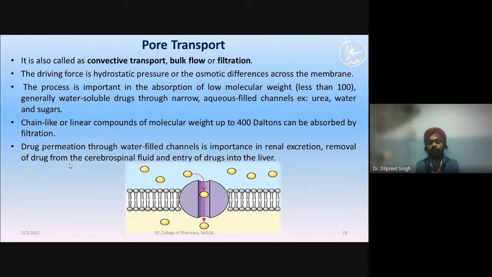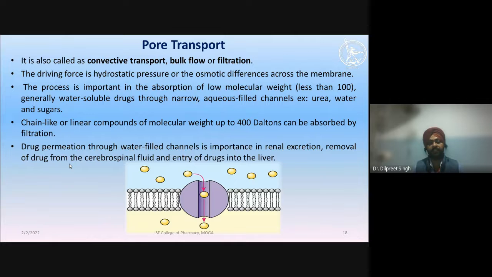They can pass through narrow aqueous filled channels, such as urea, water, or sugar. So the osmotic gradient or the hydrostatic pressure is totally dependent upon the absorption of low molecular weight drugs. The chain-like or linear compounds of molecular weight up to 400 daltons can be absorbed by the pore filtration method. The next important point is drug permeation. The drug permeation is totally held through the water-filled channels.